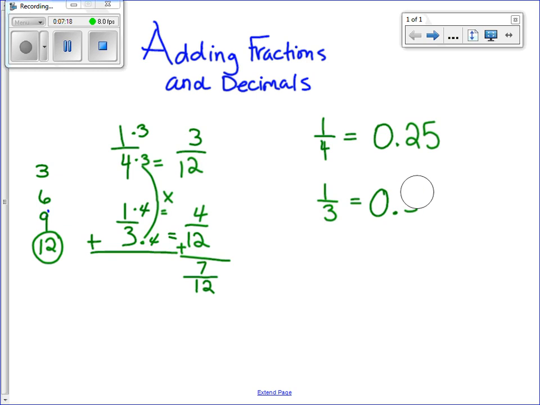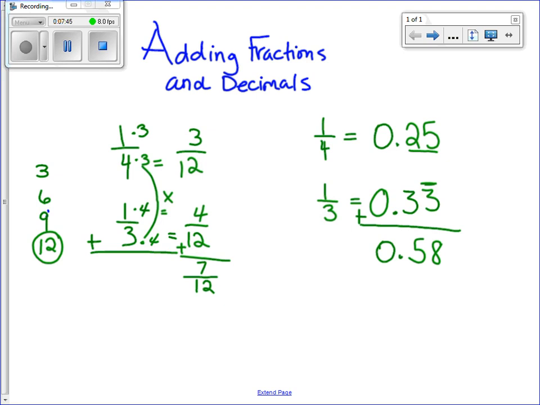Well, with decimals, I'm going to do the same thing, but because I have the 25 hundredths, I'm going to add a second 3. I'm just going to put that repeating bar over the 3 to show that the 3 is repeating, not 33. And we can add them up. And it ends up at 58 hundredths.